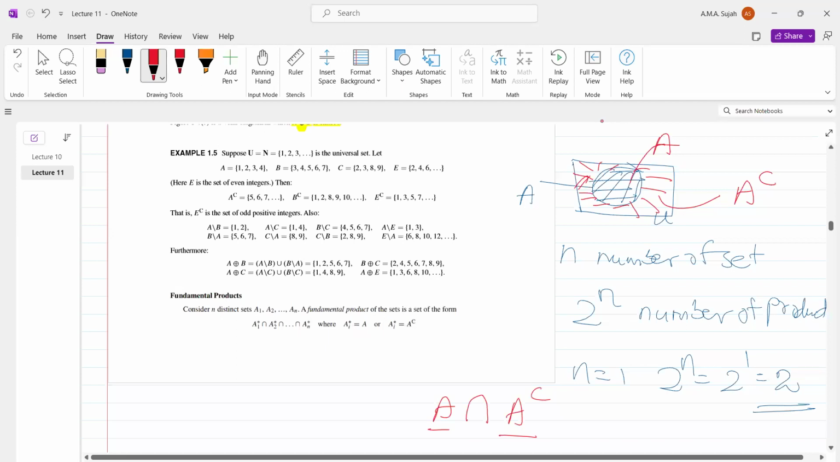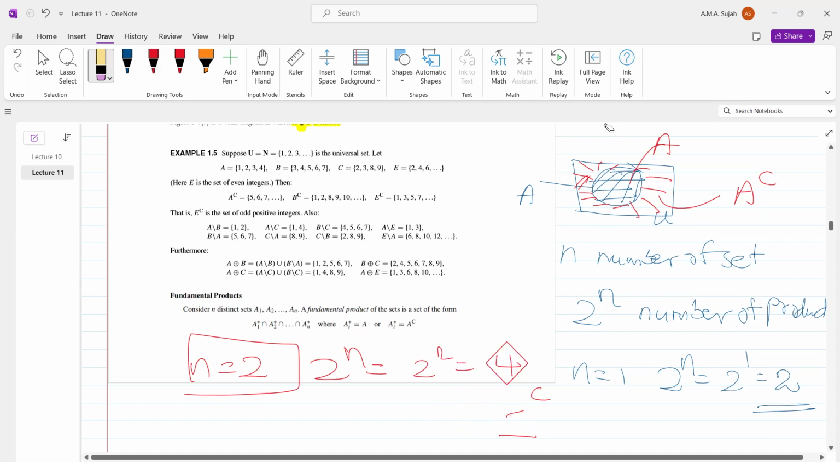Similarly, if you have two different sets, so n is equal to 2, then 2 to the power n is equal to 2 to the power 2. There are four sets. If you have two different sets, you can find out four elements as a product of these sets. How can we explain this one?